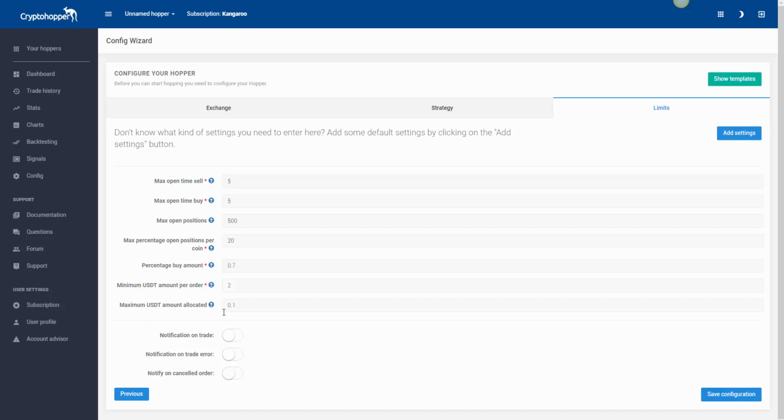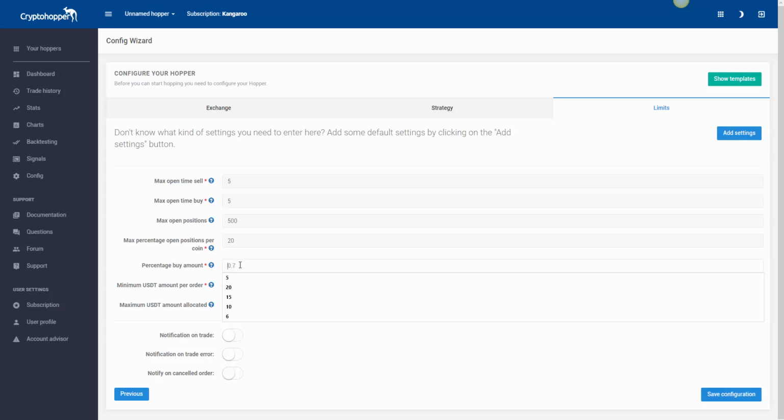Maximum USDT amount allocated. If I was using BTC as my main currency, my base currency, it would be maximum BTC, okay? So here I can put, let's suppose I want CryptoHopper to use just 50 bucks, not more. It's okay. It will try to work with $50 and do its best with that money. But if you want CryptoHopper to use all your resources, just leave that field blank, empty, and it will use all available resources in the exchange. Okay.